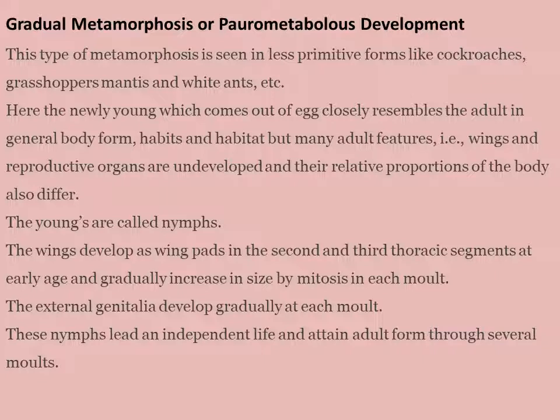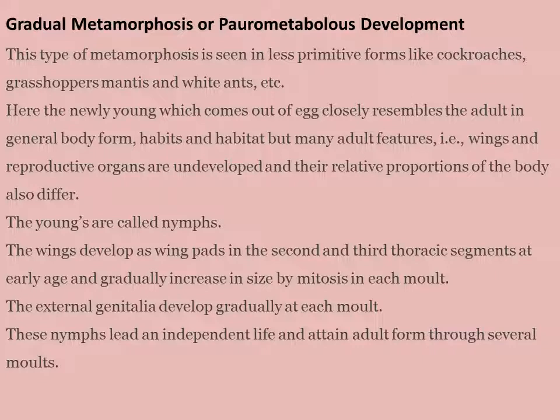The wings develop as wing pads in the second and third thoracic segments at an early stage and gradually increase in size by mitosis in each molt. So the wing development is an additional characteristic in this type of metamorphosis as compared to the previous one. These second and third thoracic segments are the wing-bearing segments, which are termed the pterothorax. Ptera, again, means wing, so pterothorax.